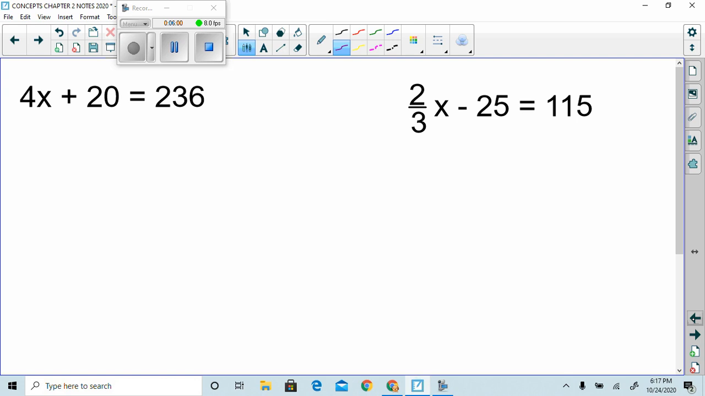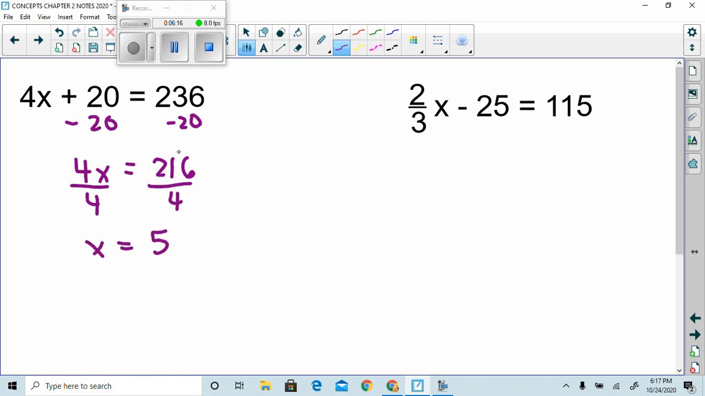Nothing unusual about the one on the left, just subtract 20. That gives you 4x is equal to 216, and you're going to divide by 4. X is equal to, that's 54.